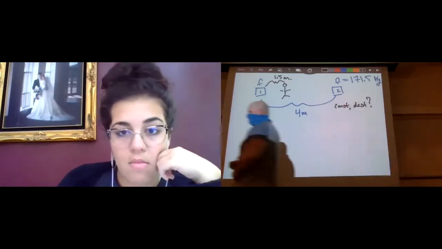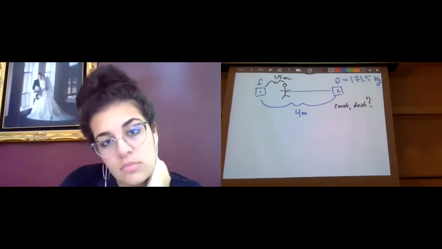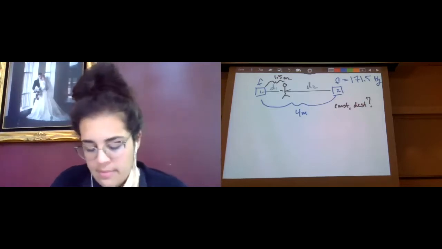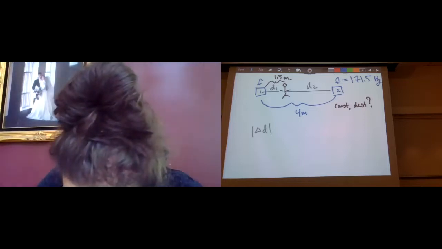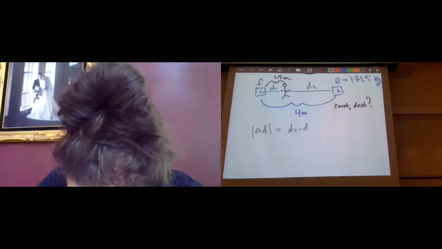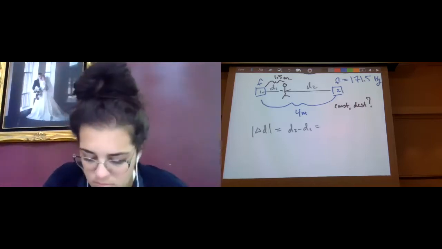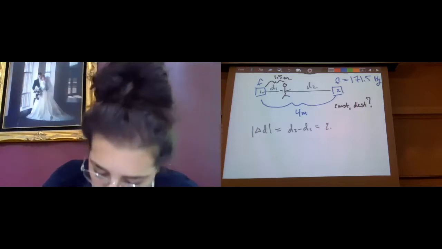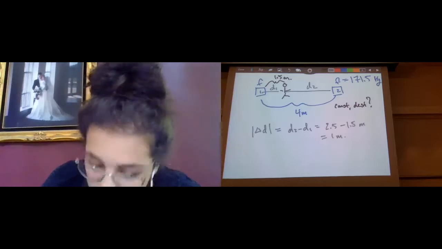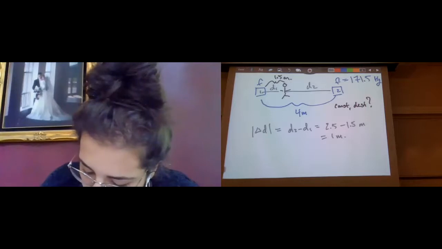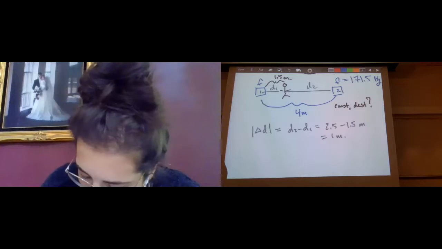So let's start off with the path length difference. Let's define this distance here as d2, and this distance then is going to be d1. Good. So we know that the absolute value of the difference between the two, our path length difference, is d2 minus d1, which is equal to, well, this is 1.5, and this distance here is 2.5. So it's 2.5 minus 1.5 meters, which is simply a meter. So we know the path difference is equal to 1 meter. Good. Keep going, Derek. What else?